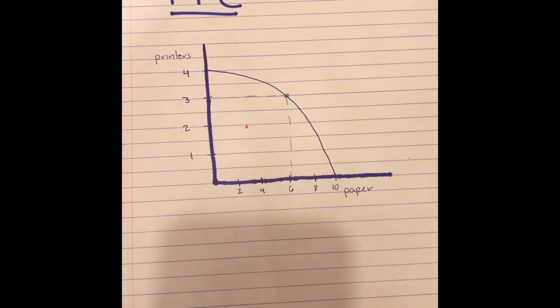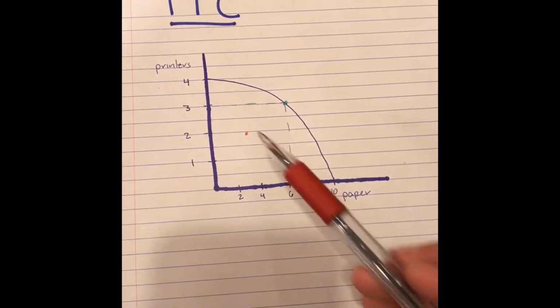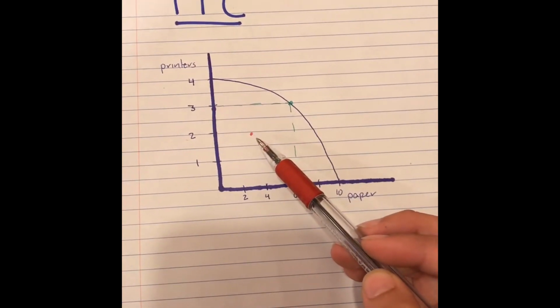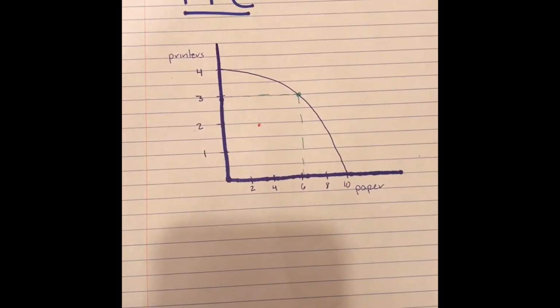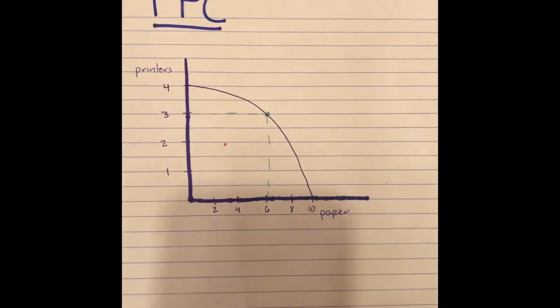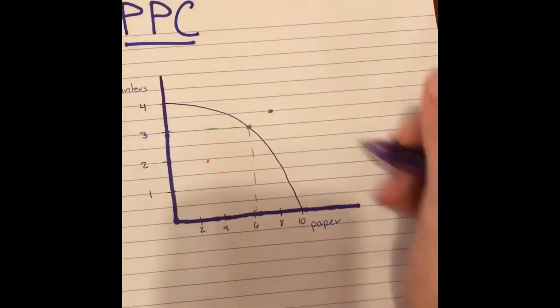When the point is on the curve, it shows that resources are fully employed. If there is a point inside the curve, then resources are being underutilized, which, at Dunder Mifflin, would result in a Donald Trump impression. You're fired. Any point outside the curve would not be feasible with the resources the company currently has.